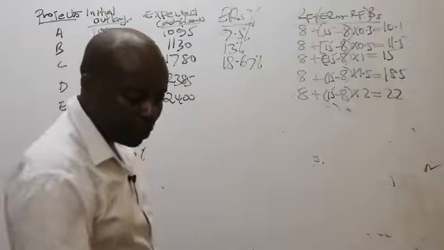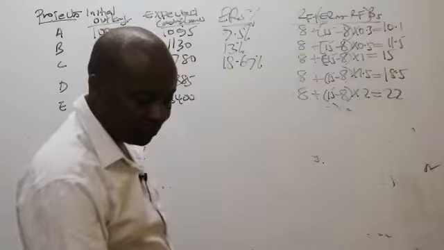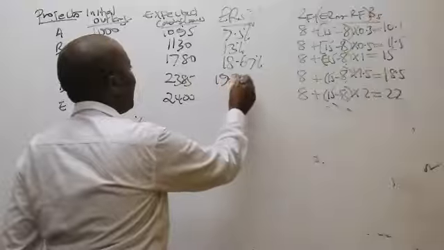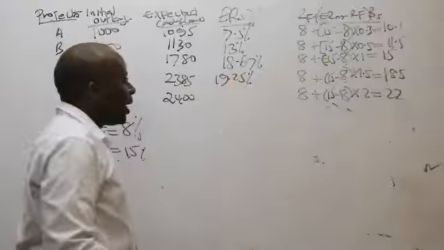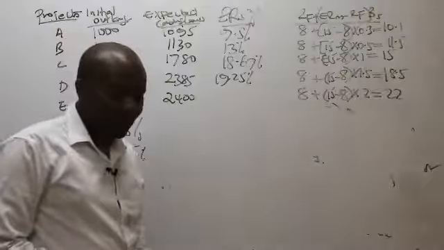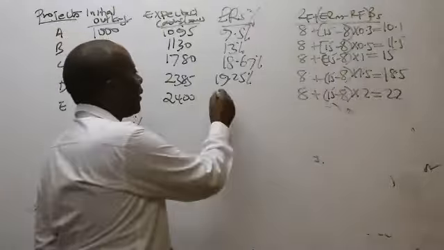I can't see anybody who has given me a figure for dog. Dog is 19.25%. And then egg, I'm able to see 2400 divided by 2000, 20%. Thank you very much.